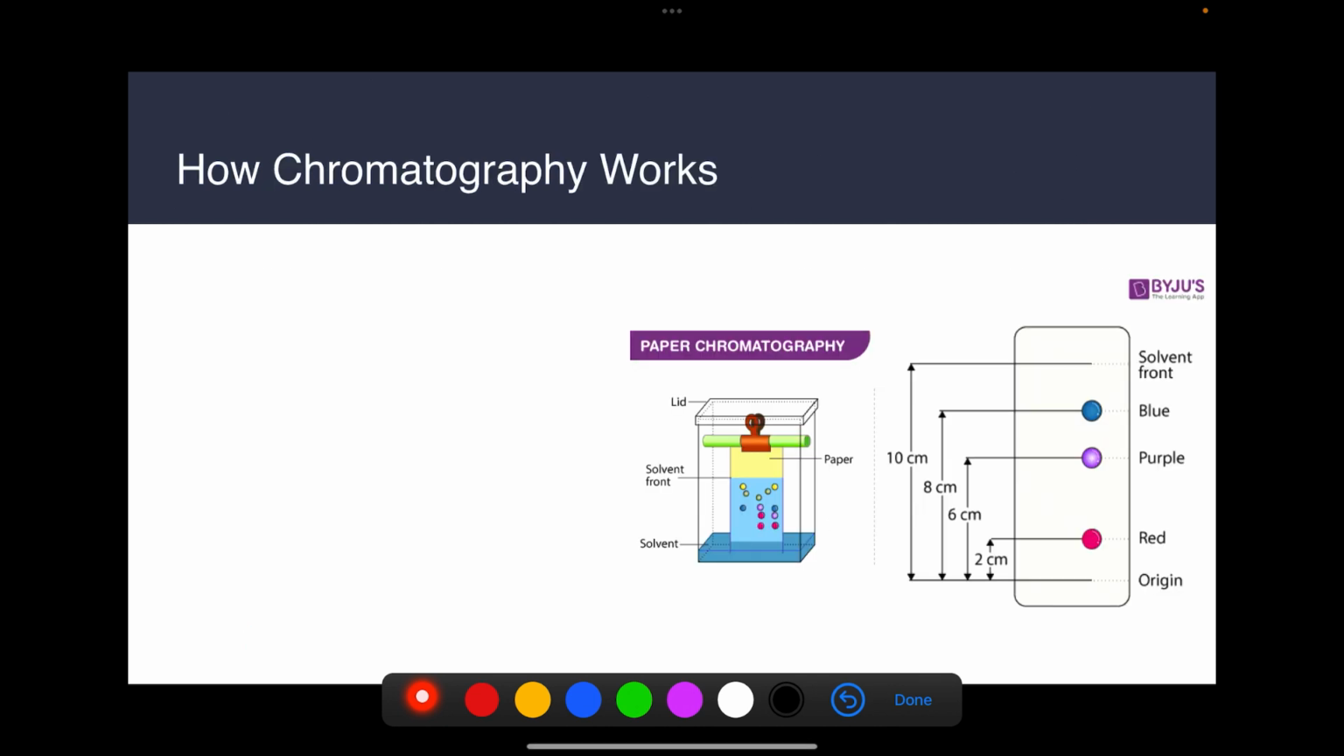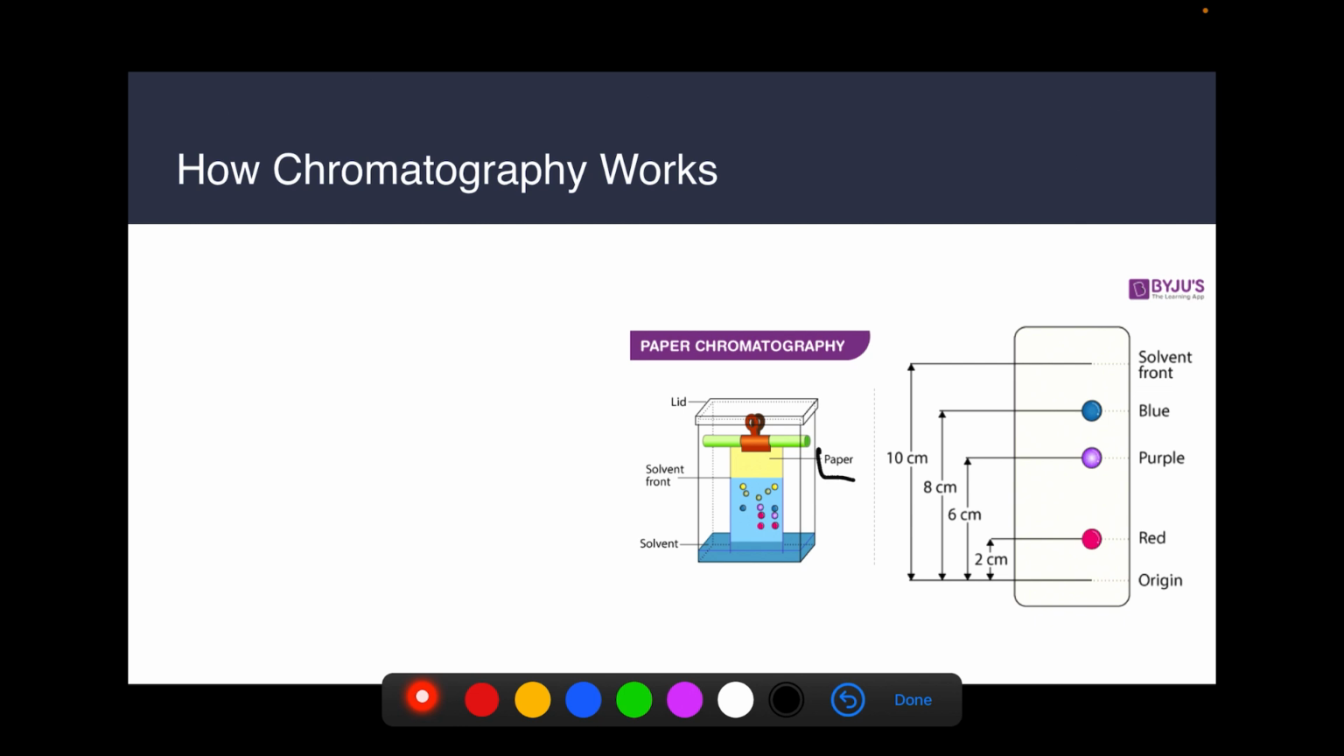Now let's think about how chromatography actually works. Imagine you take a paper towel and you stick the corner of the paper towel into a little drop of water. You would notice the drop of water would kind of get sucked up by the paper towel and move up through the paper fibers. That's exactly how chromatography works.